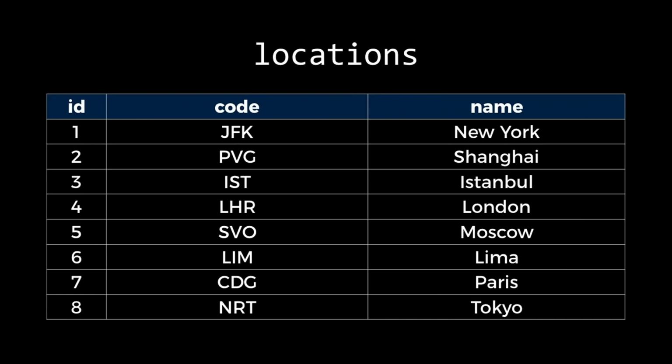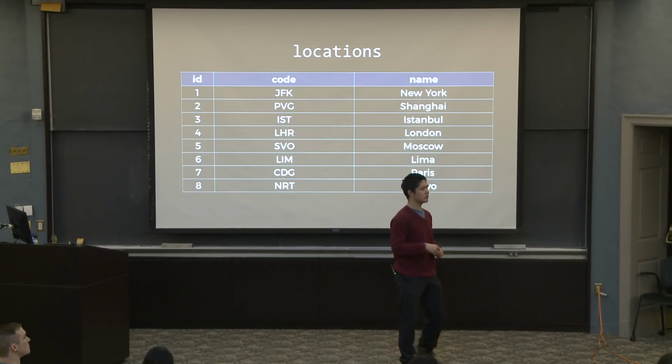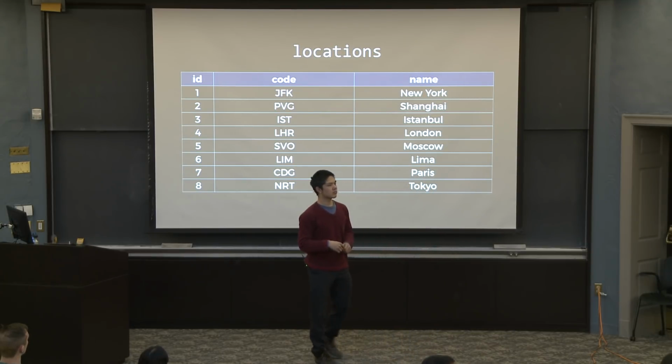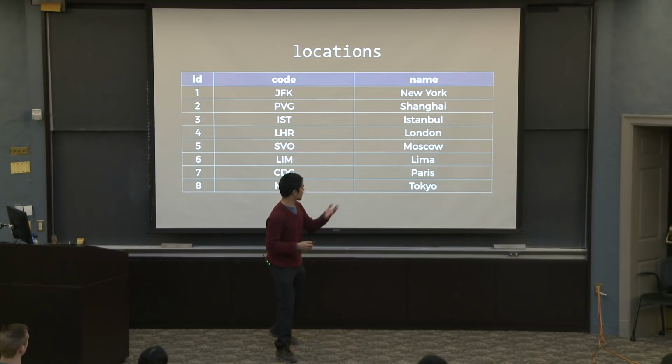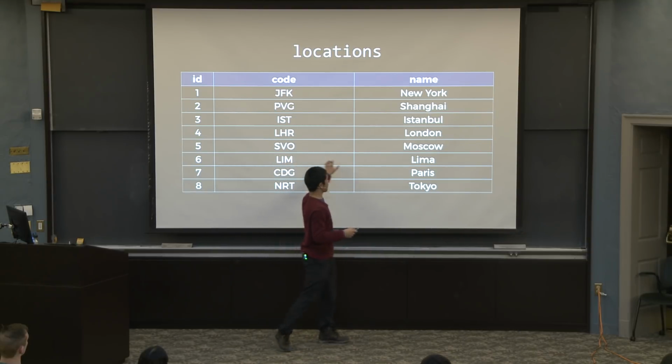And then my flights table is going to look like what? What would the flights table look like if I have locations stored in a structure like this? What columns do I need? Yeah, you don't need to store now both the airport code and the name.